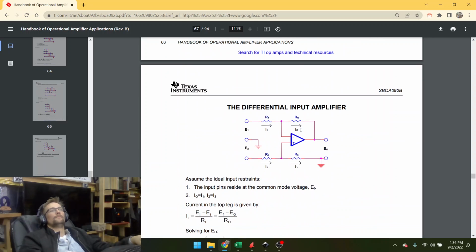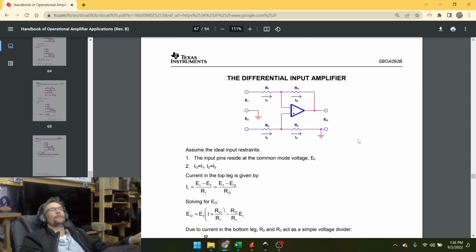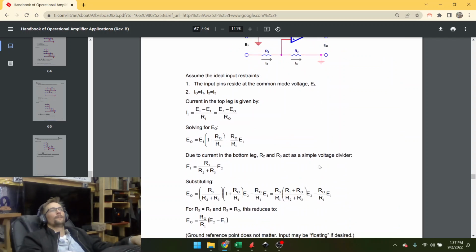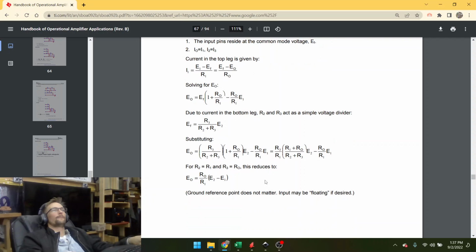The differential input amplifier. Oh, there it is. R0123. That's what I discovered on my own.